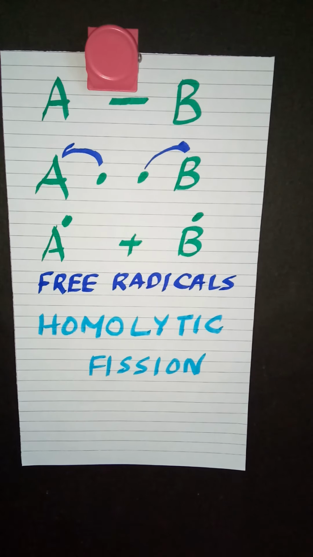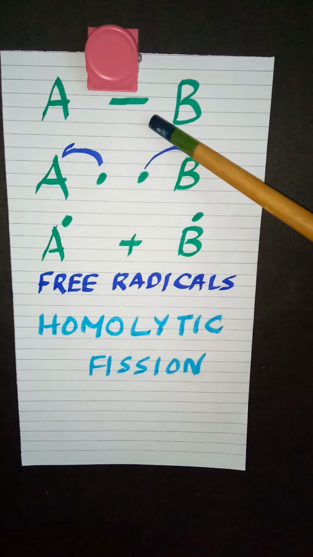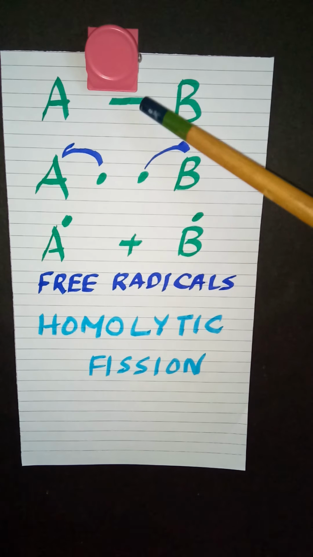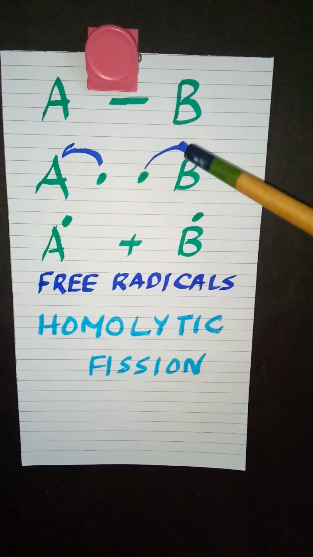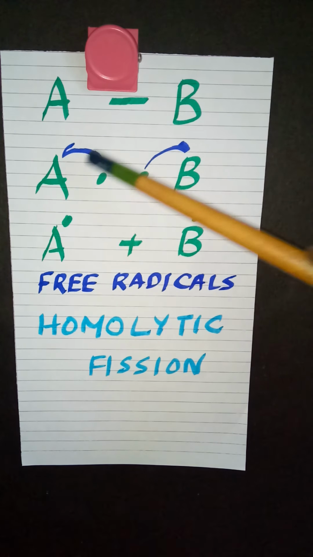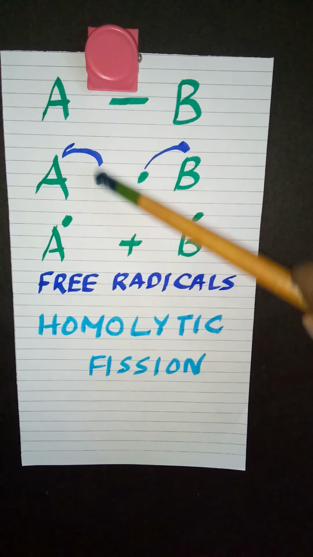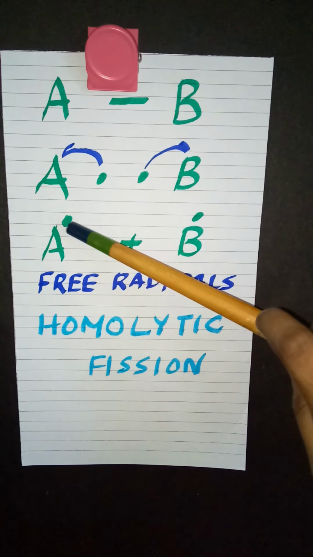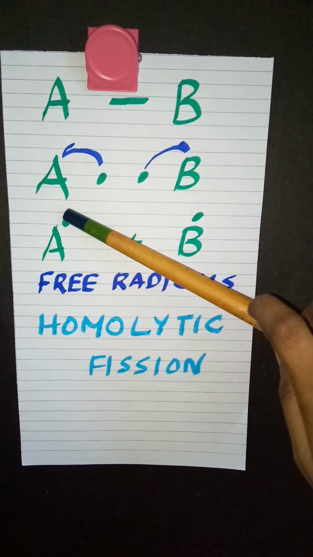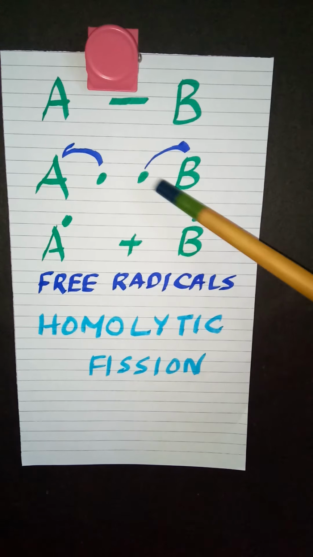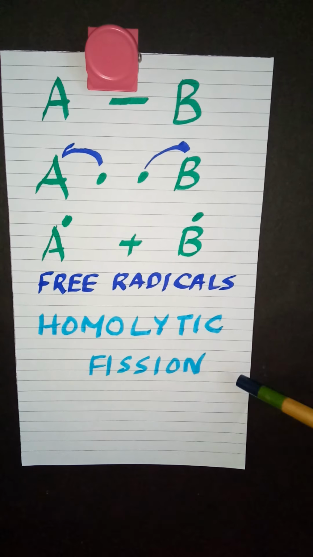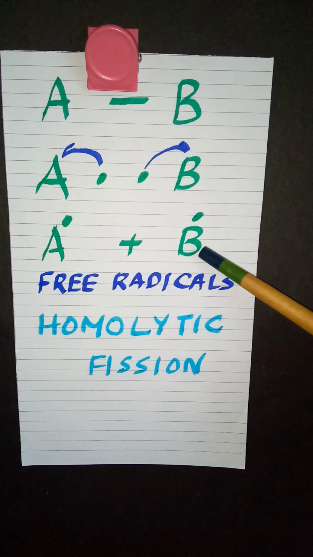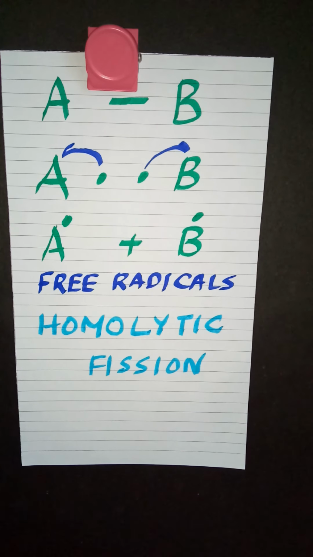We know in all organic compounds, the bonding between two atoms is covalent bonding. So when a covalent bond, this is a covalent bond joining atoms A and B, breaks in such a way that each atom takes away one electron of the shared pair, you end up with A with one electron and B with one electron. This type of cleavage is called homolytic cleavage, and these species with one electron are called free radicals.